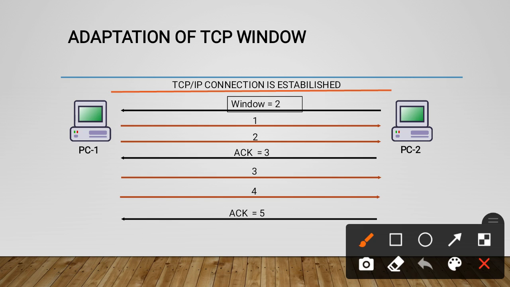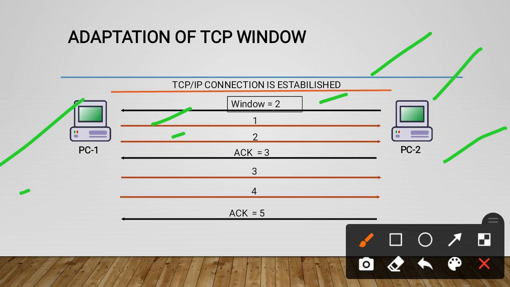What is the adaptation of TCP windowing? Suppose two systems have two different configurations, one very fast and one very slow, and we are transferring data from sender to receiver. First of all, a TCP connection is established between the two devices. After that, the receiver sends the window size to the transmitter, which means the transmitter sends depending upon the window size. If the window size is 2, the sender can send two segments of data, so it sends segments 1 and 2, and they are received at the receiver.